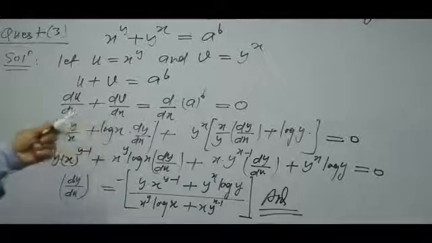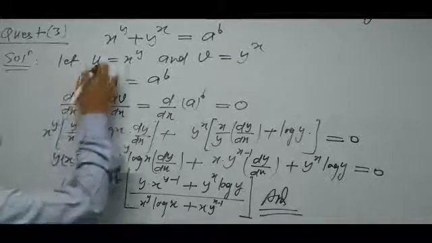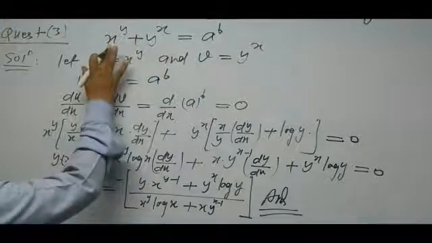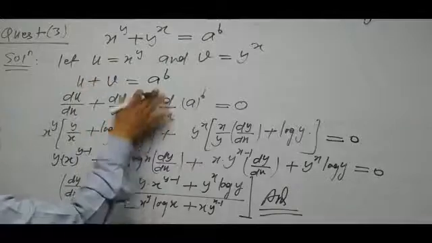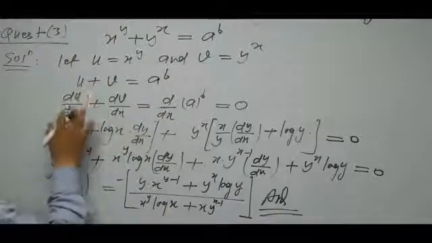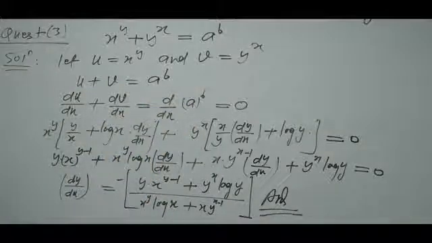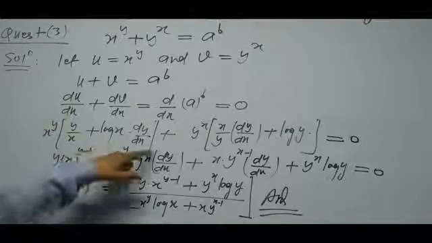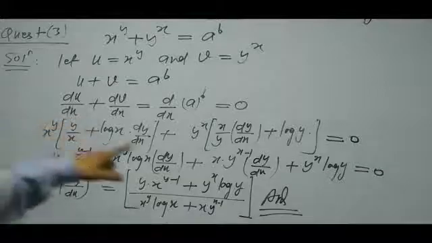So how do du by dx and dv by dx come? You have u and v for this function, so you can put u and v in the same function. So u plus v is equal to a to the power b, and apply d by dx on both sides. So du by dx plus dv by dx is equal to d by dx of a to the power b. Now du by dx is the expression we have differentiated, and dv by dx is the same result.